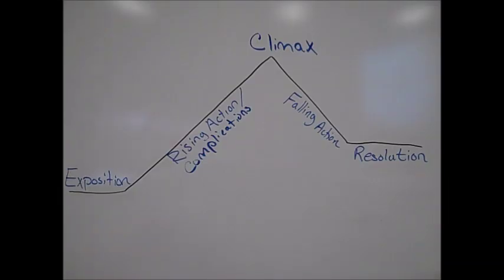Hello, and welcome to our discussion about plot lines. There are 5 parts to a plot line. The first is what we call the exposition. The exposition is the moment in the story where characters are introduced.